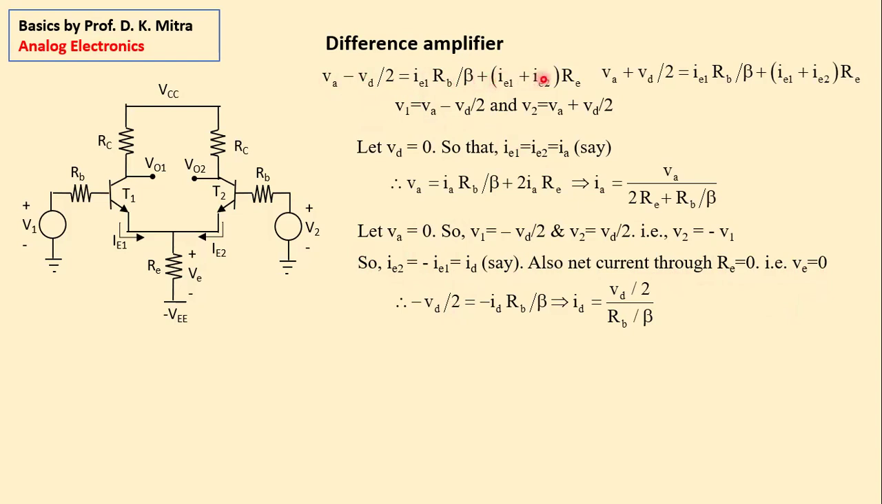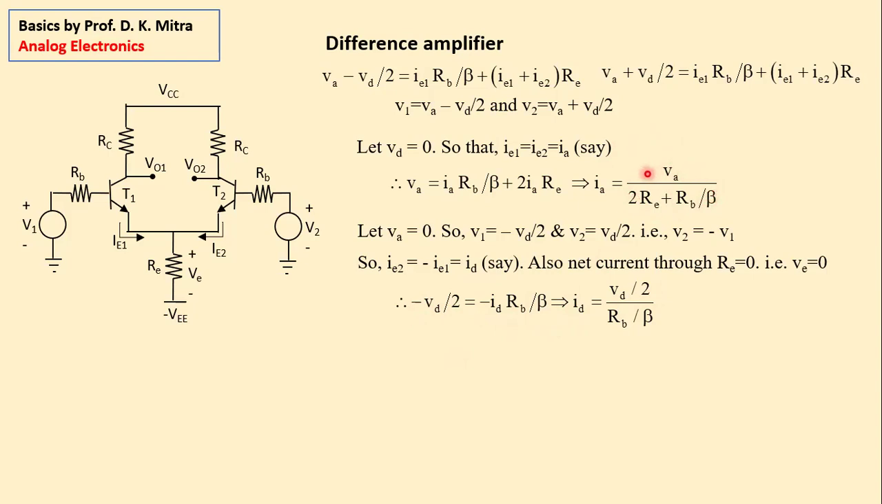IE1 plus IE2 is equal to 0 because one is opposite to the other. So what we are left with is IE1 RB by beta. Now this IE1, we have considered it, give it a name ID. So minus ID RB by beta. So ID is equal to, now this negative sign gets cancelled, VD by 2 divided by RB upon beta. So we get two values.